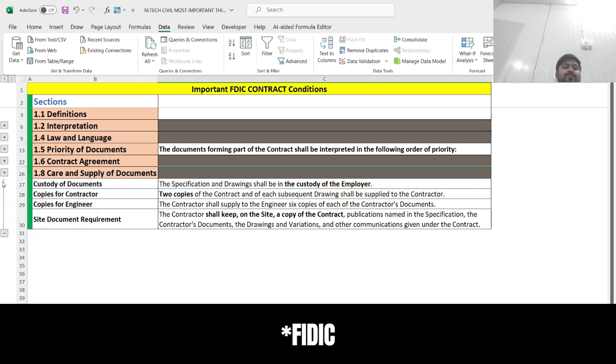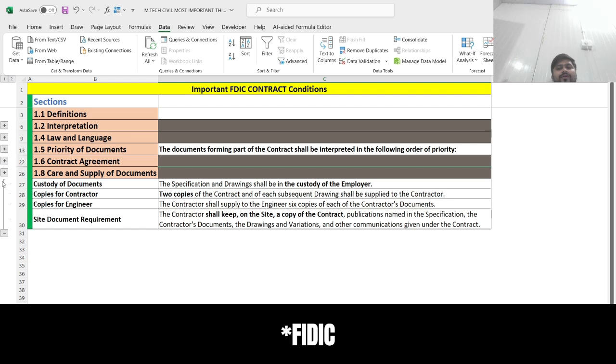As you know, there are different types of contracts: item rate type of contract, cost percentage contract, lump sum contract, EPC type of contract, and turnkey type of contract. As we have seen in the previous video, what a turnkey contract is. The drawings and specification can be in the contractor's scope also, if it is a turnkey or EPC type of contract.